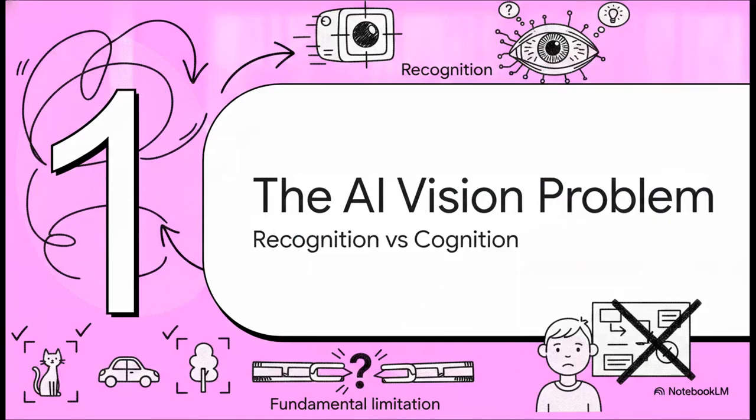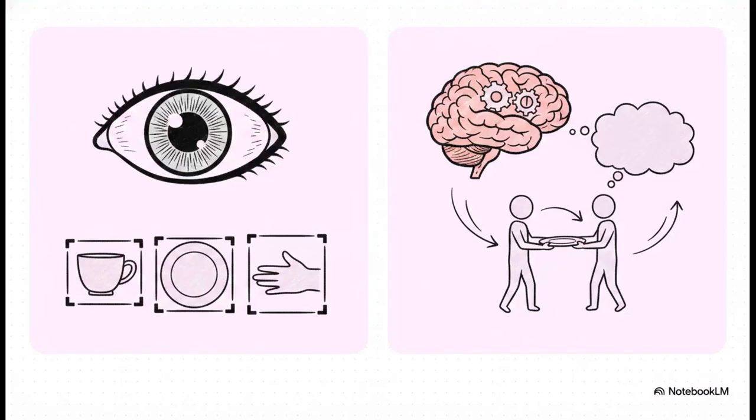Section 1. The AI vision problem. Let's look at the fundamental limitation of current computer vision tech and define exactly what's holding machines back from viewing the world the way we do. State-of-the-art AI systems are fantastic at recognition, spotting a plate or a cup, but they fail completely at cognition. Cognition is understanding the social dynamics, like who is serving whom.